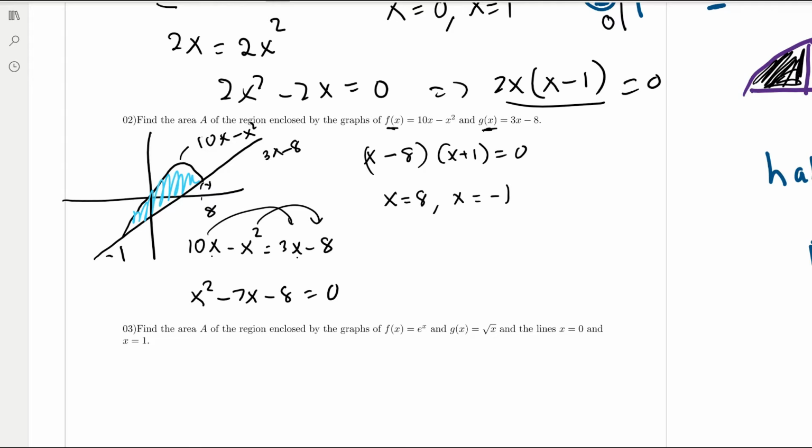Okay, so then we can set up the integral easily. Remember, we are integrating from negative 1 to 8, and we just take the difference of the two functions, top function minus bottom function. The function on the top is 10x minus x squared, minus the function on the bottom, which is 3x minus 8. Make sure to have parentheses so that you don't mess up the negative sign. So top function minus bottom function, that's how you set up the integral to find the area between two curves.